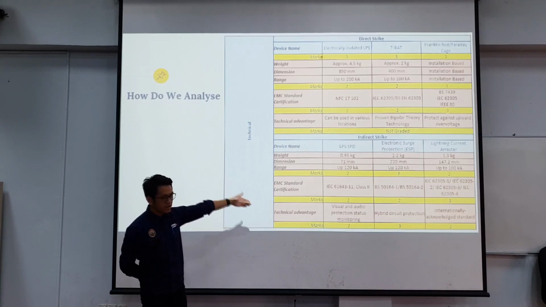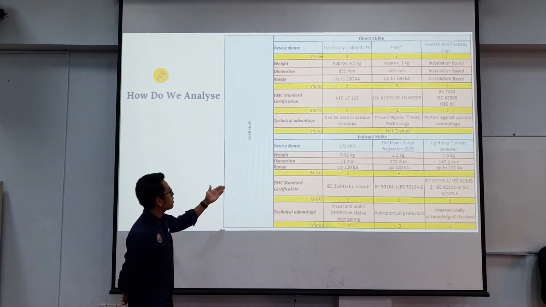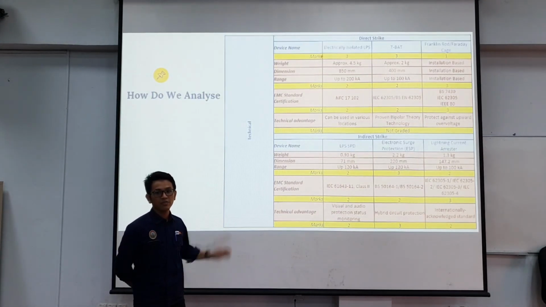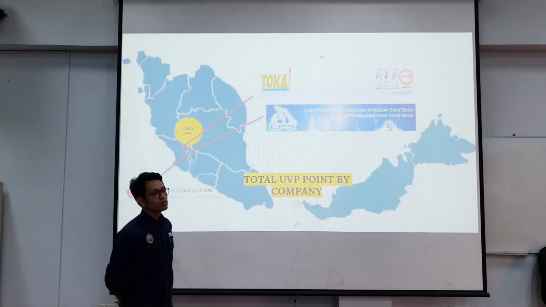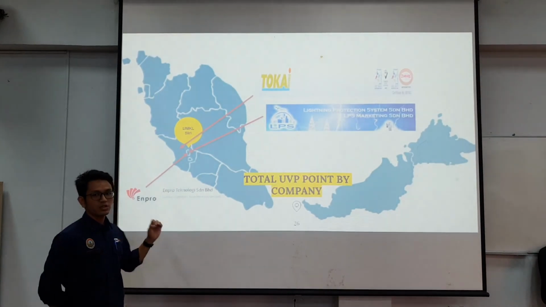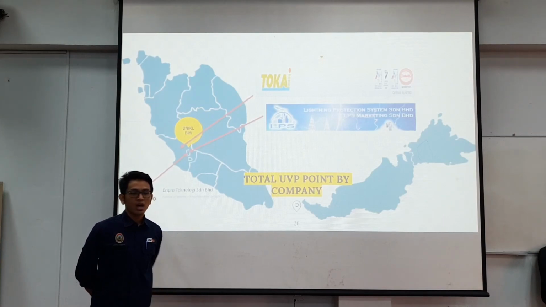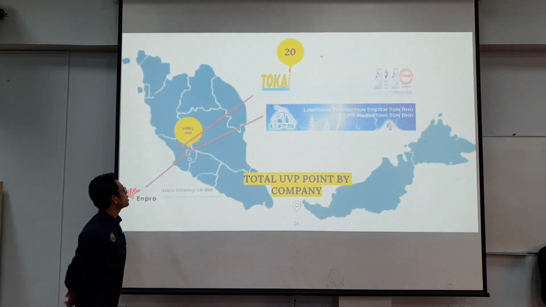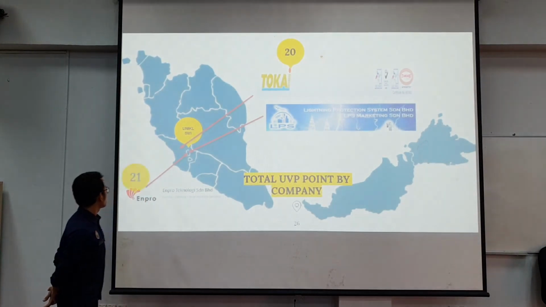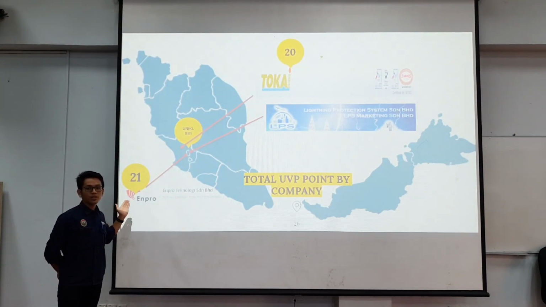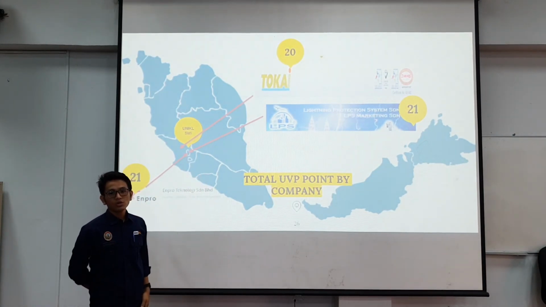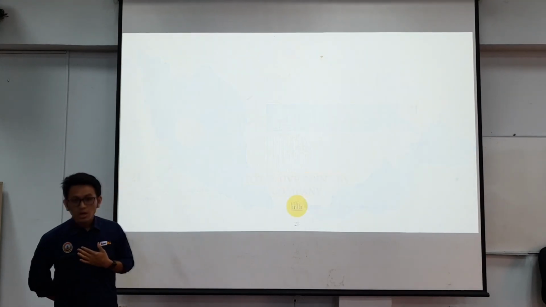So based on the marks here, we can see that mostly the companies have 2 or 3 marks that we have given. So for the total UVP points by company, we have concluded and chosen the company that meets the highest UVP points. For the first one, Tokai, we have 20 points, for Pro we have 21 points, and for the third one, LPS Sdn Bhd, we have 21 also.